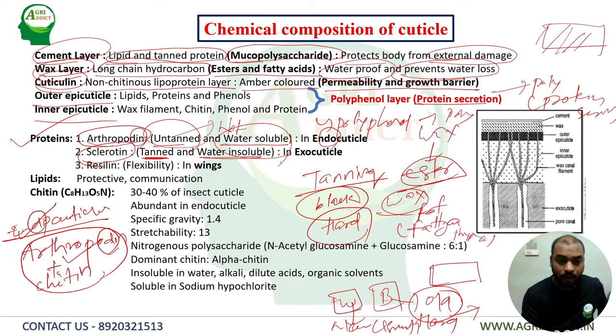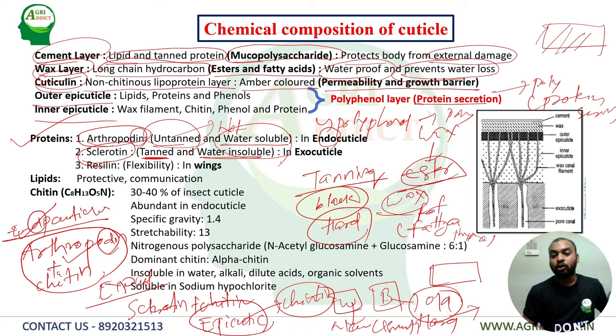But this exoskeleton, exocuticle is consisting of sclerotin plus chitin. But remember one thing, another thing also, epicuticle: there is no chitin present in this epicuticle. So if a question arises, which layer of this insect integument is non-chitinous in nature? That is called the epicuticle, because there is no chitin percentage in this epicuticle layer.